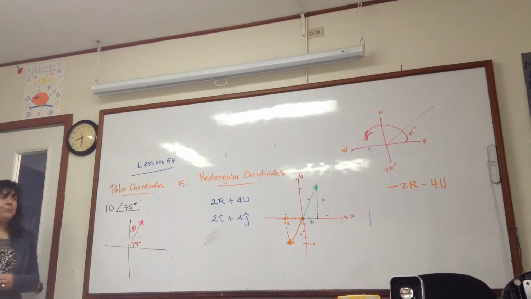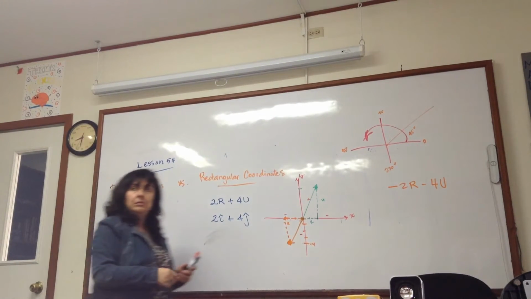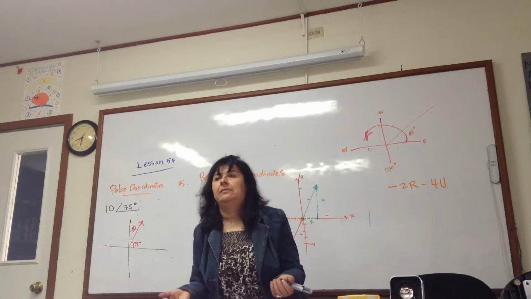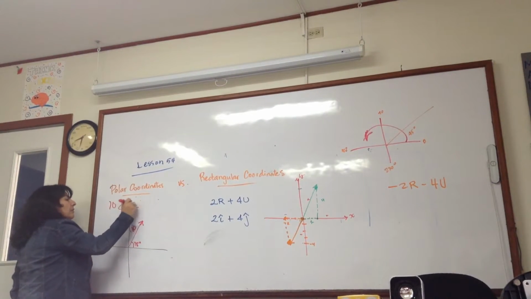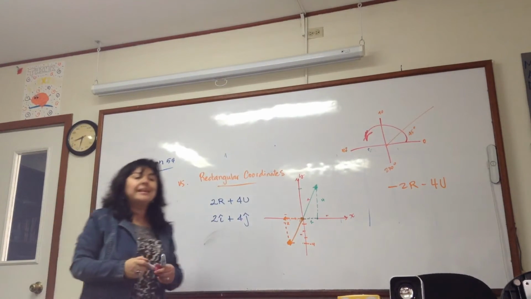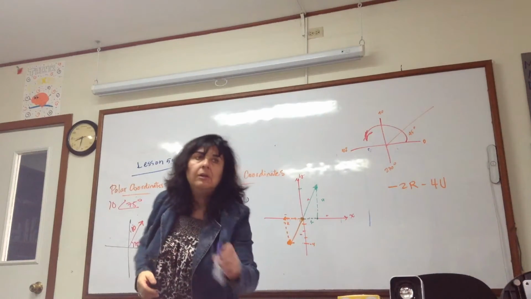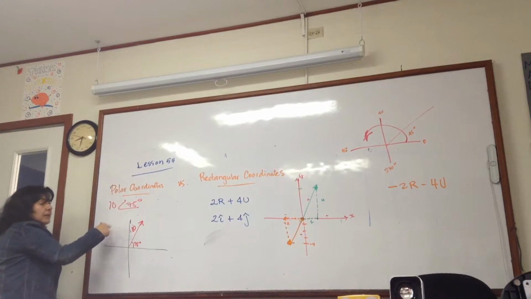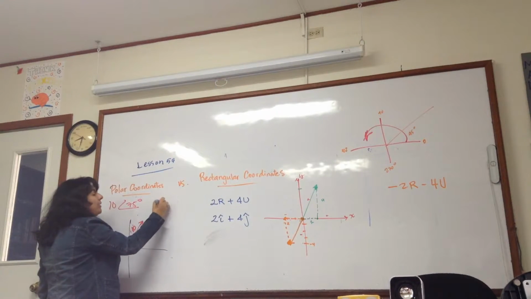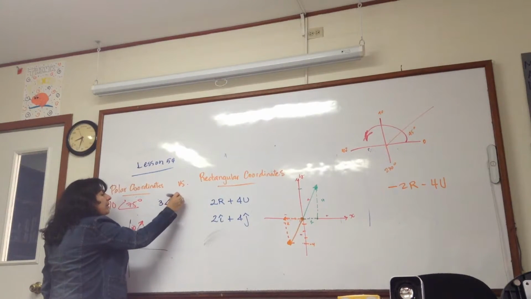So far so good? How do you know it's 10? Because it tells you. That's a given. You draw this, this is going to be given. Let me do another one. How about minus? No, not minuses yet. 3, 120.